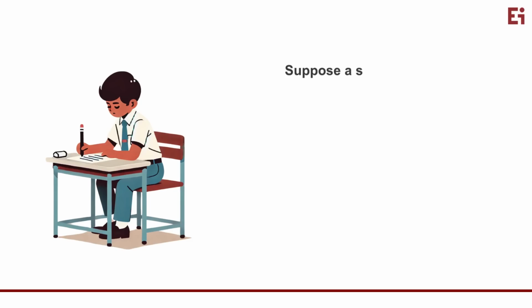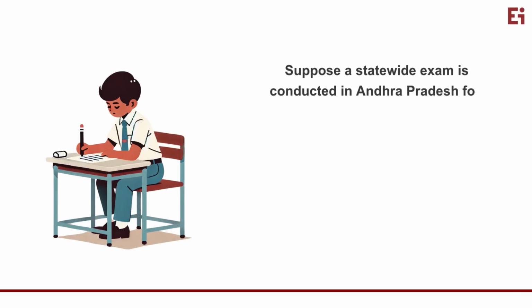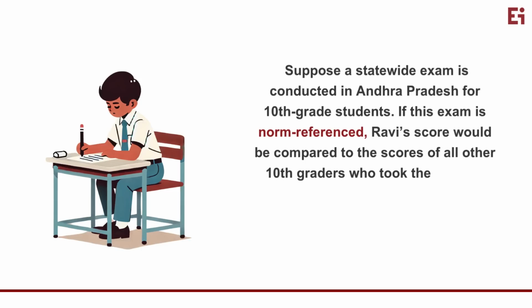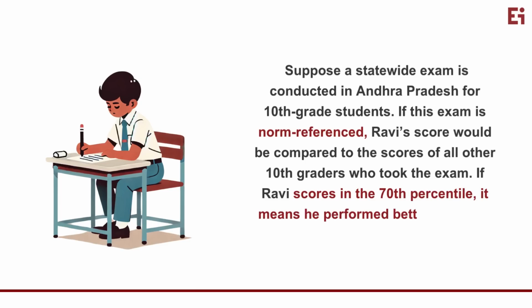Suppose a statewide exam is conducted in Andhra Pradesh for grade 10 students. If this exam is norm-referenced, a student's score, say Ravi's score, would be compared to the scores of all the grade 10 students who took the exam. If Ravi scores in the 70th percentile, it means he performed better than 70% of the students.